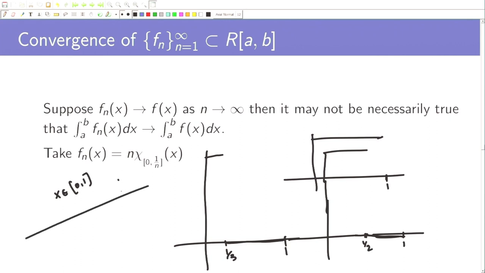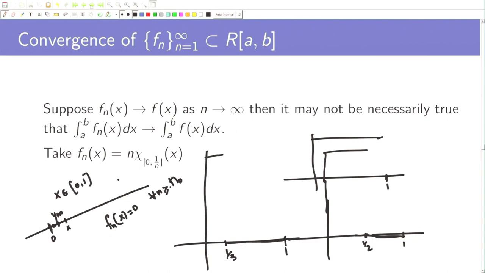Now, wherever the x is, however close it is to 0, I can always get an n such that 1 by n is less than x. Suppose this is my 1 by n sub naught. Any n bigger than n sub naught, 1 by n is going to be less than 1 by n sub naught. Therefore, all these 1 by n will lie over here. Now, for this x, f n of x is equal to 0 for all n greater or equal to this n naught.